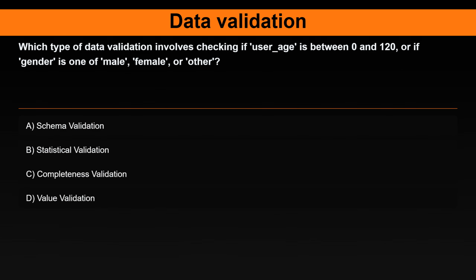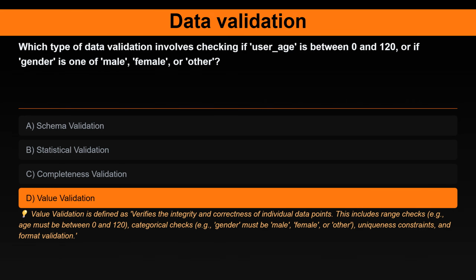Question 5. Which type of data validation involves checking if user_age is between 0 and 120, or if gender is one of male, female, or other? Option A. Schema validation. Option B. Statistical validation. Option C. Completeness validation. Option D. Value validation.